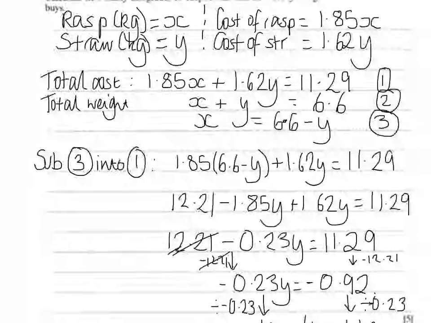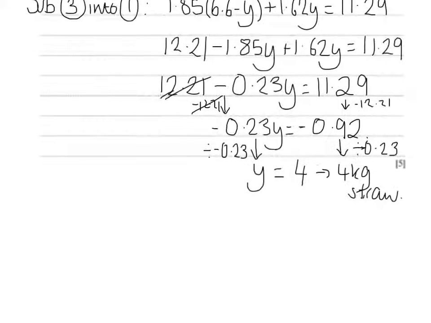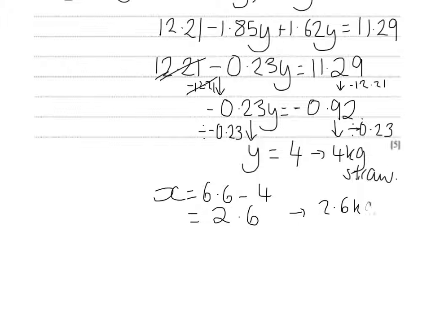So remember I said x is my amount of raspberries, x is equal to 6.6 take away y. So x equals 6.6 take away y, which is 4, which is 2.6, which means we've got 2.6 kilograms of raspberries. We can check we've got this right because we know we should have 6.6 kilograms altogether. 4 plus 2.6 is 6.6, so we know we've probably done it right.